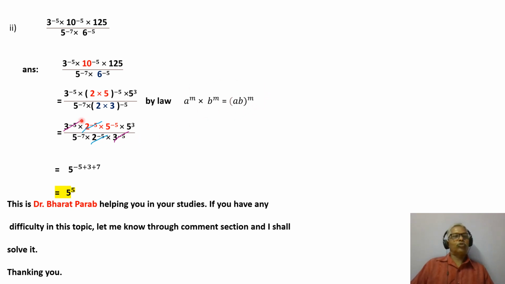Now 3 raised to minus 5 and 3 raised to minus 5 cancel. 2 raised to minus 5 and 2 raised to minus 5 cancel. And you are left with only powers of 5. And see, this is minus 5 plus 3, and this is in the denominator, so it will go up with a positive sign, plus 7. Okay, so this addition: 7 plus this minus 5 plus 3 is 5, so 5 raised to 5.